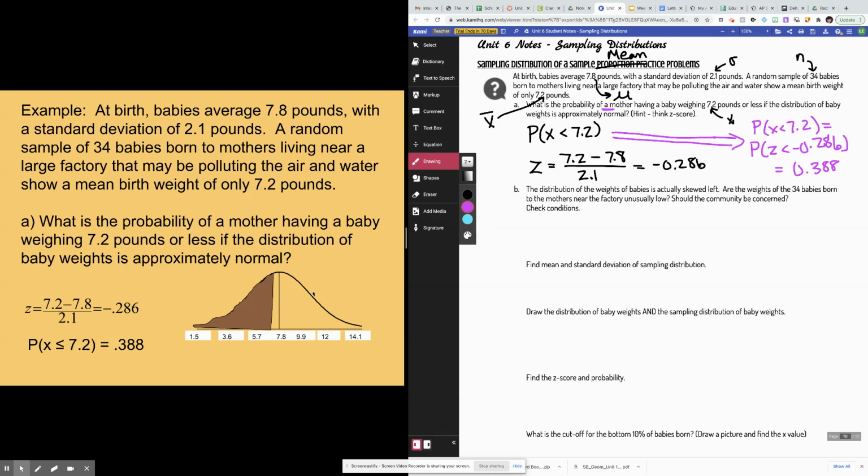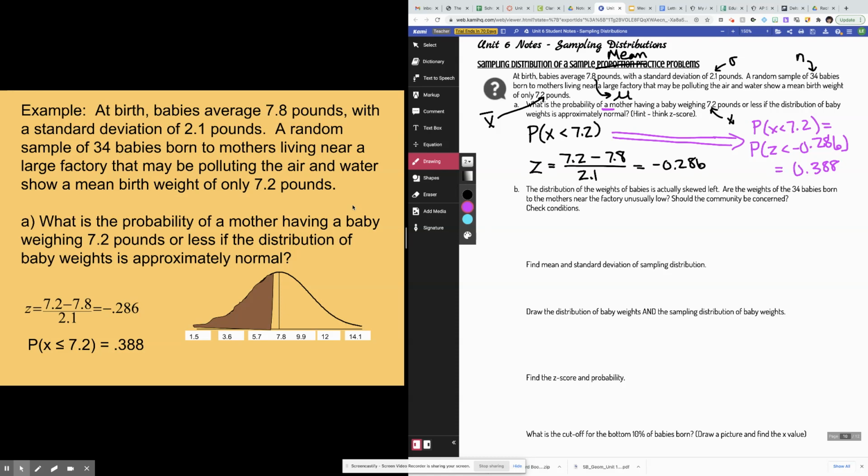Now, obviously, I did not draw the normal distribution part on the right side of your notes, but you can see it here on the left side where you have the mean in the middle. We have our X value here at 7.2, and then everything to the left is shaded, right? So you can see that covers a pretty large area. So if I'm asking you just about one mom having a baby that's 7.2 pounds or less, that probability is pretty high, or it's not low enough for me to be concerned or for me to have any suspicions.